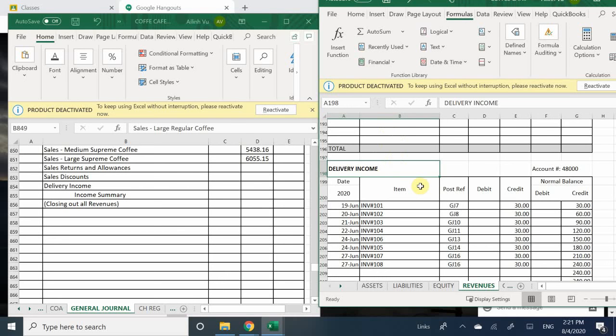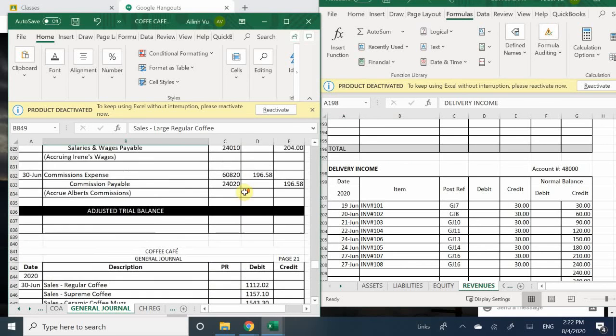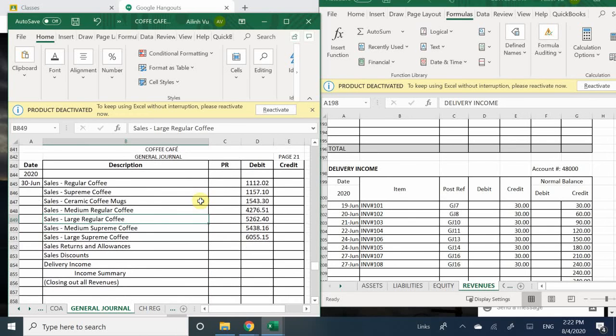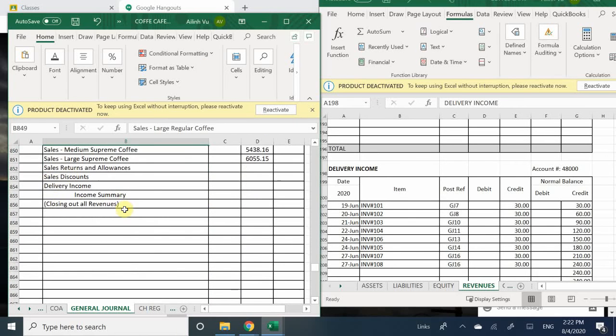So this is exactly why we close them out, because it is a good measurement of whether we make money or not, whether we make a profit or not, or maybe this month I have to incur more expenses than I did before. So it all depends. Every month is going to vary. What we're going to do is close them out, meaning we're going to zero out every single account, and close it out to this little account called income summary.